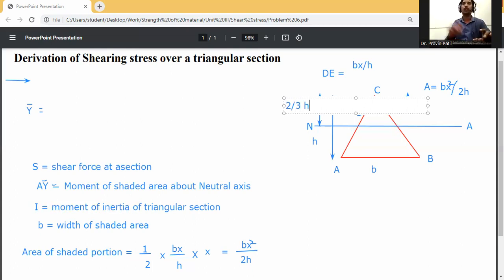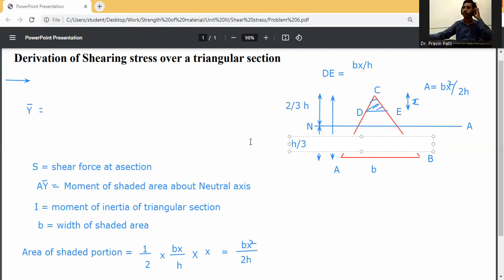2/3 of h. And the half below the neutral axis is h by 3. It is h by 3, so 2/3 of h and h by 3. Okay. So we need to calculate the CG of this.